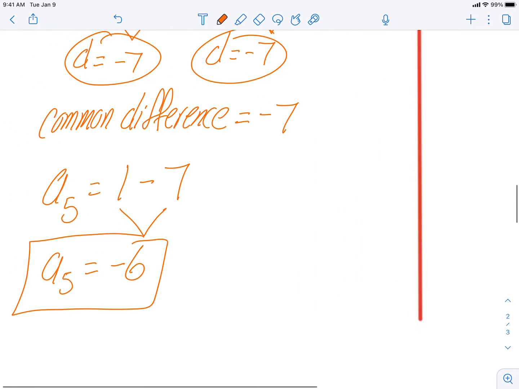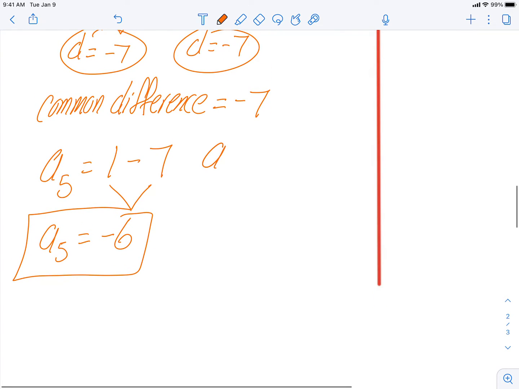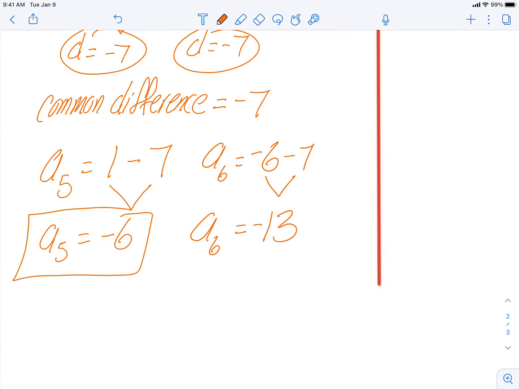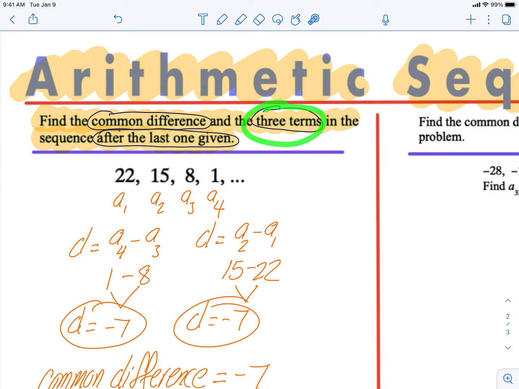That's the 5th term. So let us find the 6th term now. A6 is equal to, well, this is the 5th term, so -6 and then -7. -7 is our common difference, right? So -6 and -7 are the same signs. So the 6th term is equal to 7 plus 6 is 13. 7 is bigger, so 7 is a negative, so our answer is negative as well. Look at that. And one more, because this says find 3 terms.